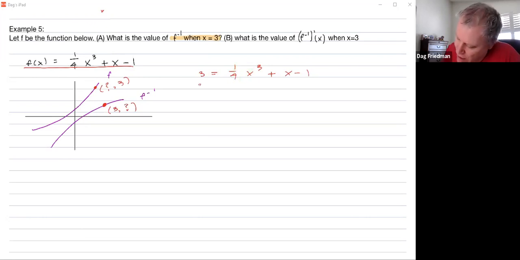If I plug in 2, I get 3 equals 1/4 times 2 cubed plus 2 minus 1. Let's see if that's true. So 1/4 times 8 plus 2 minus 1. This is 2 plus 2 minus 1, which is 3. Yeah, 3 equals 3.